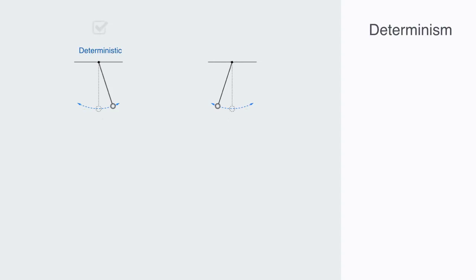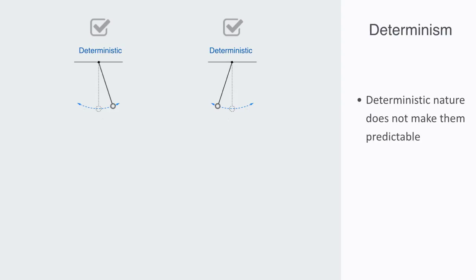This chaotic and unpredictable behavior happens even though these systems are deterministic, meaning their future behavior is fully determined by their initial conditions, with no random elements involved. In other words, the deterministic nature of these systems does not make them predictable, which is deeply counterintuitive to us.